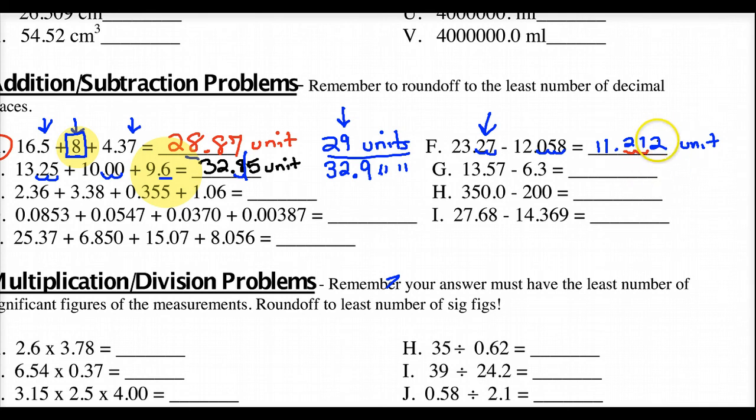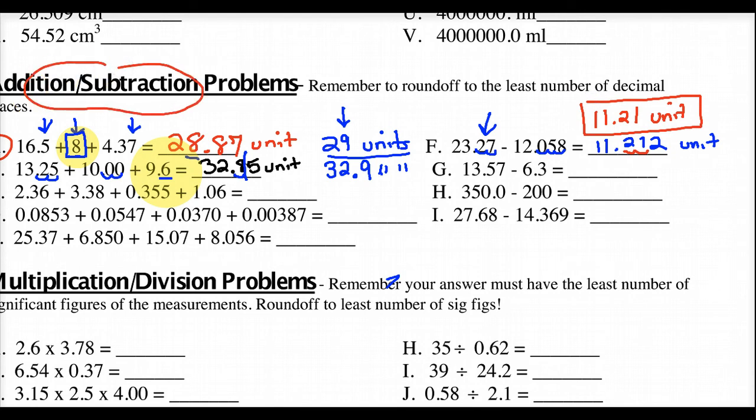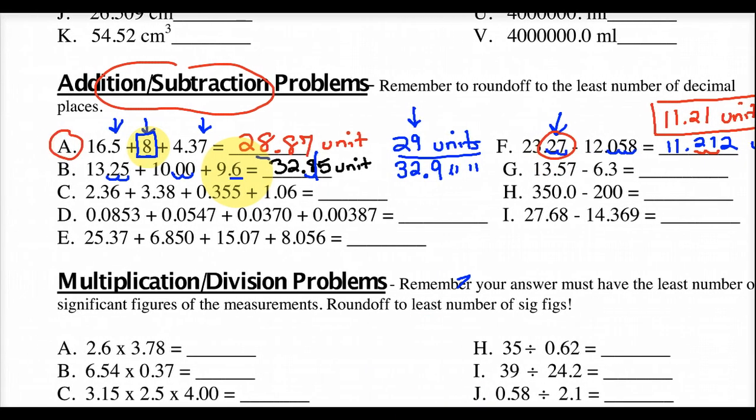I look at this next number, 2. It's less than 5, so it stays. The answer is 11.21, whatever unit we're using. Okay, so you're rounding so that in addition and subtraction, we're maintaining our precision. We're as precise, tenth place, as the least precise device that was used to get that number for the calculation.